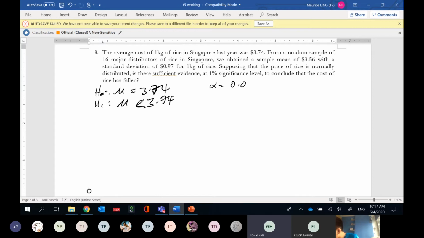0.01. Okay, so do you use a Z-test or T-test? T-test. Why use a T-test? Because the sample size is less than 30. It's 16. But because you use a T-test, what is your degrees of freedom? 15. Okay.